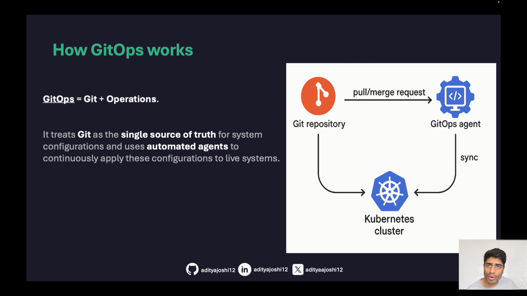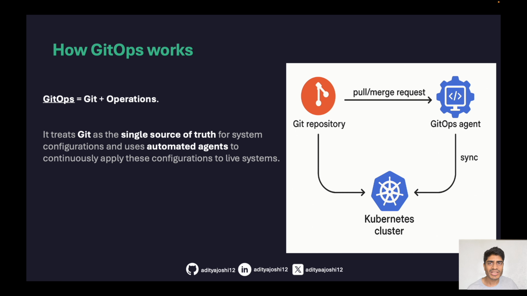Now let's talk about how GitOps works. GitOps is made up of two words, Git plus operations, right? And in the GitOps methodology, we treat Git as a single source of truth for the systems, and all the configurations are stored in that source of truth, which is Git, right? And thus agents or these tools are continuously going to reconcile what we have in Git versus what we have in the cluster.